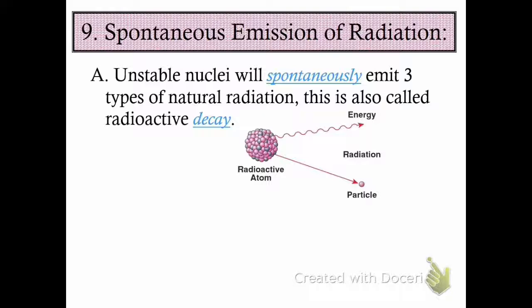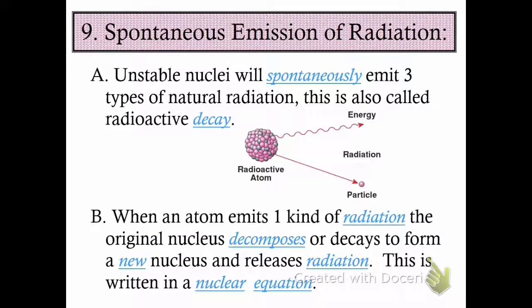So, unstable nuclei will spontaneously emit 3 types of natural radiation. This is also called radioactive decay. When it emits radiation, the original nucleus decomposes or decays to form a new nucleus and releases that radiation.